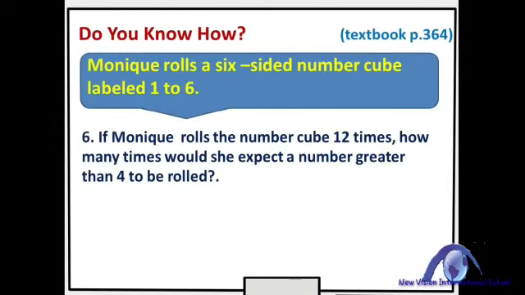Number 6. If Monique rolls the number cube 12 times, how many times would she expect a number greater than 4 to be rolled? The favorable outcome is 2 out of 6, or 1/3.